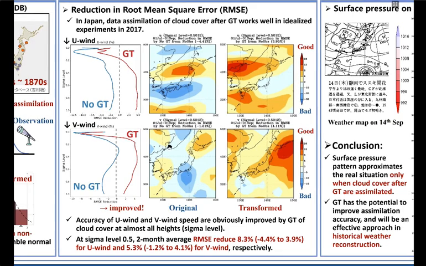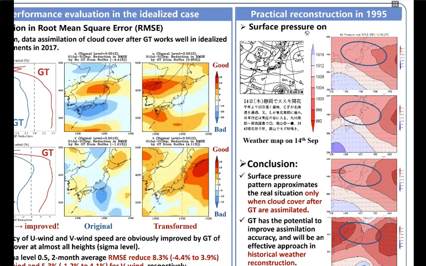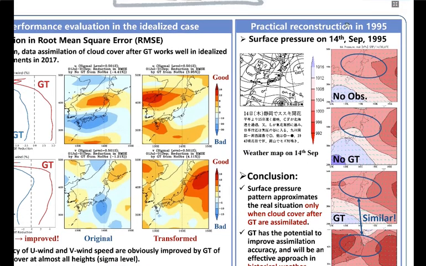Now let's see the result for practical reconstruction. For data assimilation, I use totally the same initial conditions and boundary conditions as the 1820s, but take 1995 as the target year in order to do validation using reanalysis data. And here are the results on 14 September.